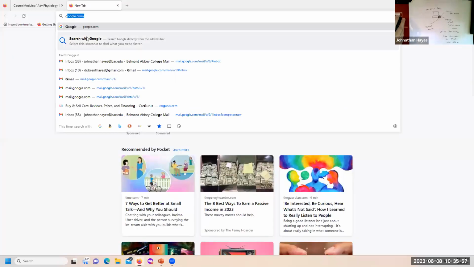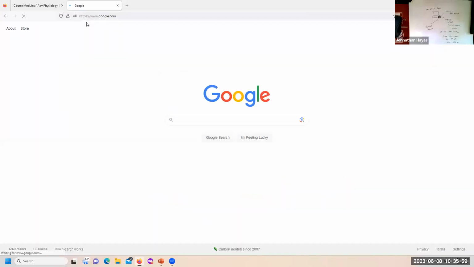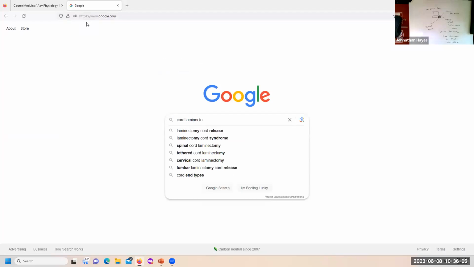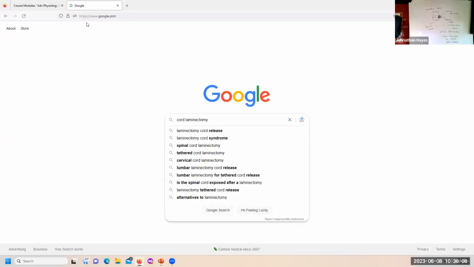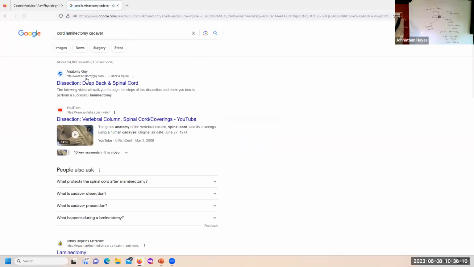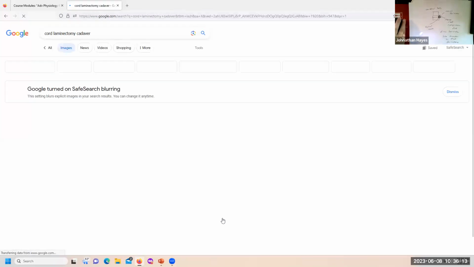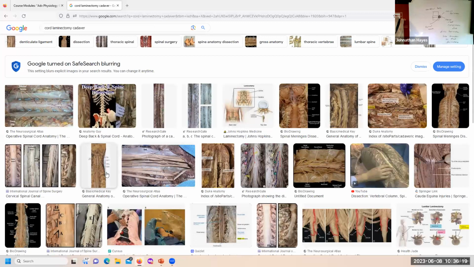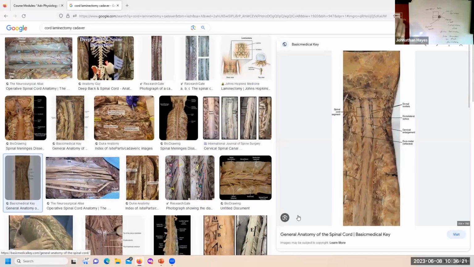So we could probably see that if we want to. Let's look at the old Google machine, and let's just type in cord laminectomy, cadaver, and let's see if we can find a conus medullaris. So this is actually a nice picture. That's why I clicked on it. But here's the cord itself. You can see the cord heading down. You can actually see some of these little nerve roots heading out toward the side. So that's kind of nice.